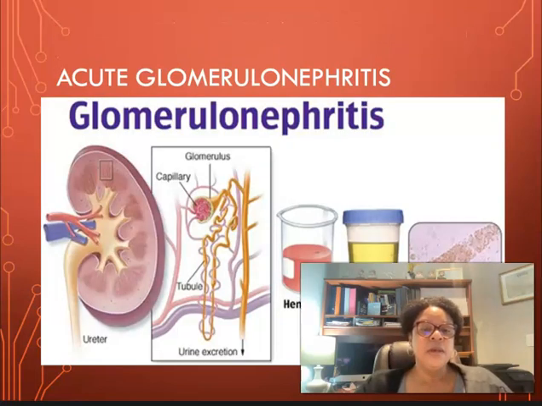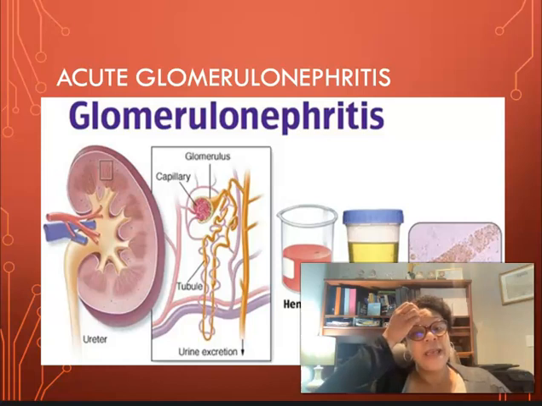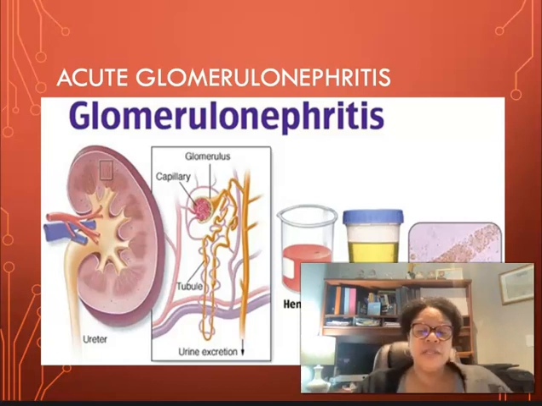In this one, you're going to have spilling of protein as well. You're going to have casts, and you're going to see white blood cells. You're going to see red blood cells in their urine, and you're going to have bloody urine.